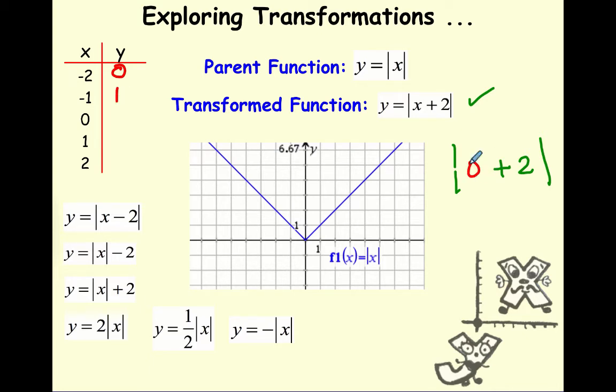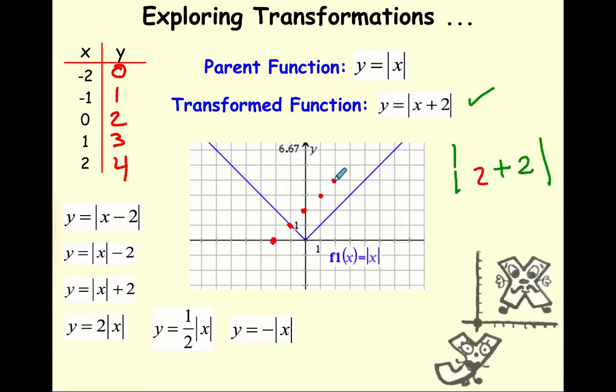With 0, I get the absolute value of 2. With 1, I get the absolute value of 3. And with 2, I get the absolute value of 4. So let's look at what happened. So now I have -2, 0, -1, 1, 0, 2, 1, 3, and 2, 4.